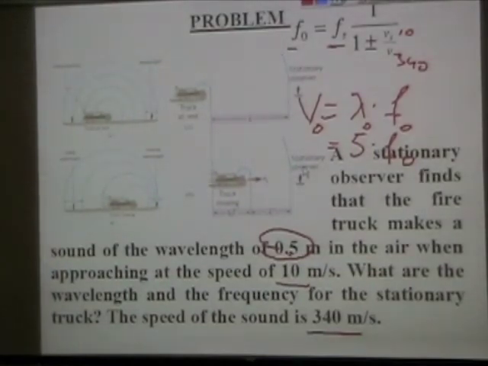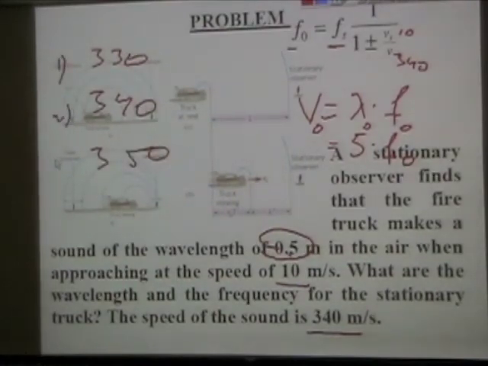The speed of the sound relative to the observer, is it 330, 340, or 350 in this situation? This is my question to you. So, stationary observer, moving truck. The speed of the truck is 10. The speed of the sound relative to the ground is 340. So what do you think about the speed of the sound relative to the observer? 330, 340, 350. Make up your mind, please, because I have to erase these numbers.